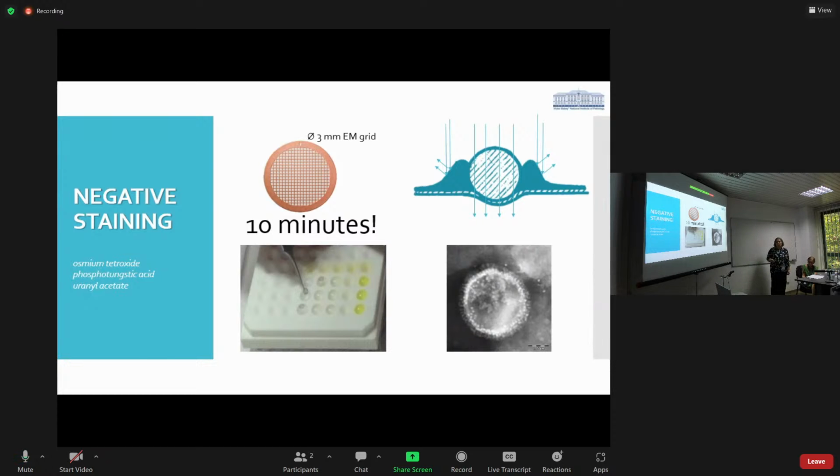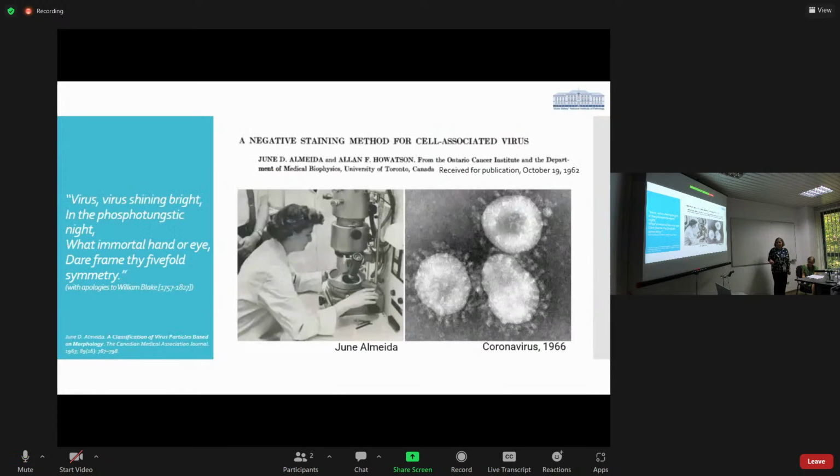Mostly phosphotungstic acid is used for negative staining, and this technique was used for identifying almost all viruses in the 60s. June Almeida is one of the researchers who was interested in viral classification, and she wrote a paper on this technique, negative staining. This is her image taken in 1966, showing a coronavirus of unknown, zoonotic origin.